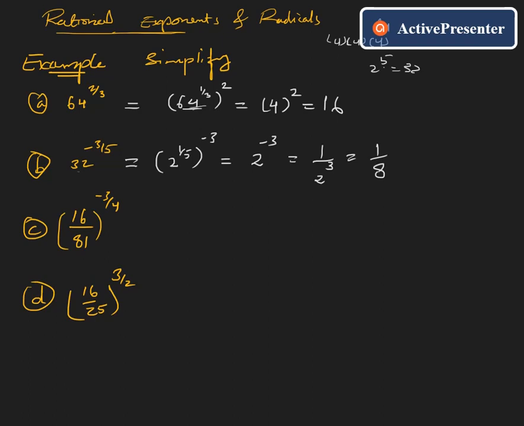Another question, 16 over 81 to the power minus 3 over 4. We can do something with this negative sign. You can take the reciprocal of what is inside and change the sign. The exponent minus 3 over 4 is transformed to the positive 3 over 4, and we flip the fraction. Okay?